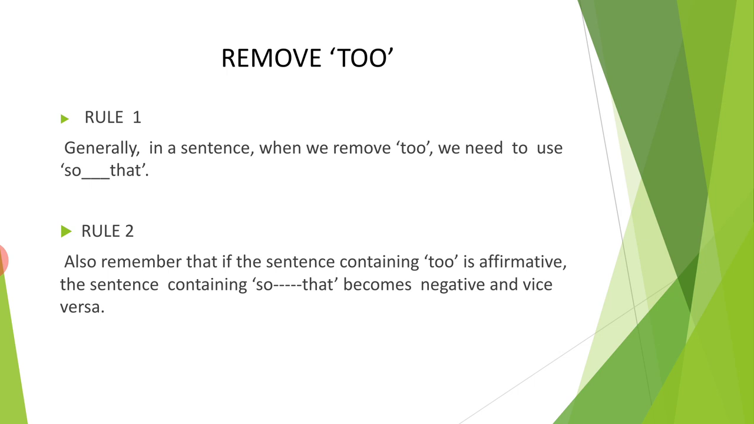So whenever you are removing to and putting so that, it will change your sentence into negative. You have to keep in your mind that whenever you remove to and add so that, it becomes negative and vice versa. When you are removing so that and adding to, at that time it is positive. So it's a vice versa.